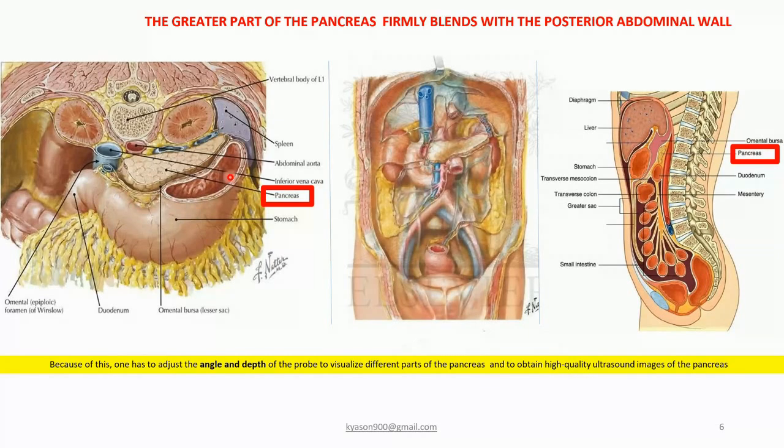So you say it's going to lie behind the stomach. This is the stomach. That is the stomach there. But specifically, we say it's going to lie behind the lesser sac, because the lesser sac or the omental bursa is that potential space behind the stomach. So you can say it's lying behind the stomach, or you can say it's lying behind the lesser sac or the omental bursa. Either way, it's a correct description.